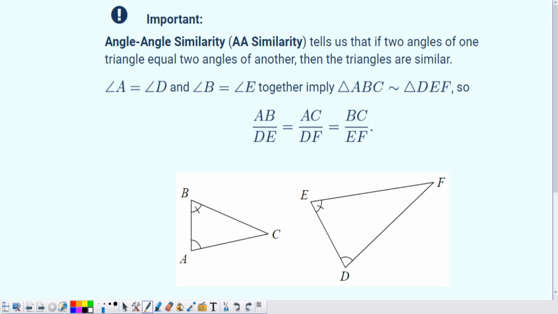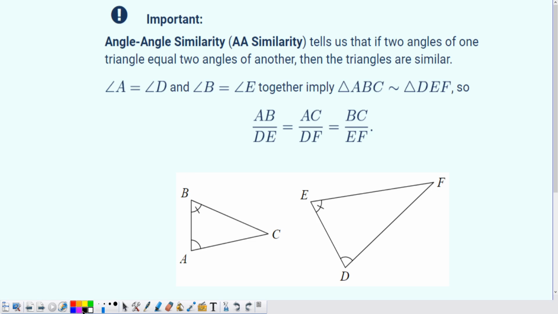Hello everyone. So last time we were talking about similarity. And similarity is when two figures, such as triangles, have the same angles and have sides that are proportionate. And the first method that we learned about in order to tell if two triangles are similar is called angle-angle similarity. And all this is saying is that if we have two pairs of congruent angles in two triangles.